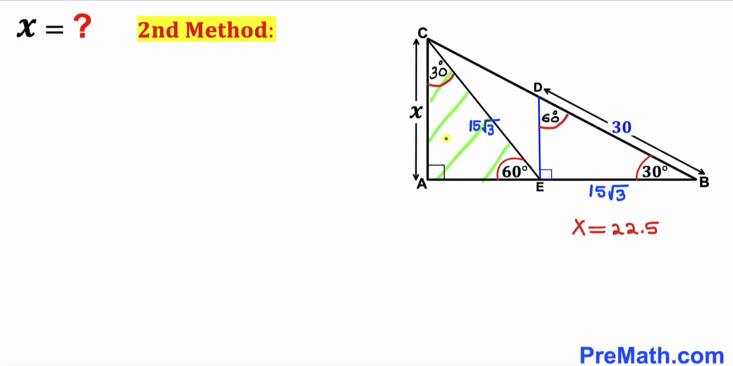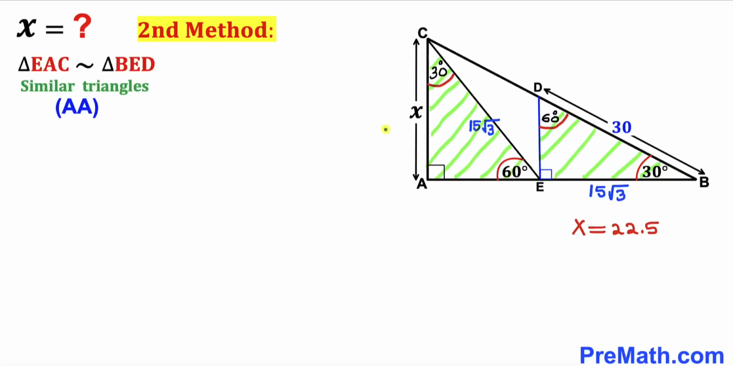Now let me show you the second method. In this right triangle EAC, this angle is going to be 30 degrees, since this angle is 60 and this angle is 90 degrees. Likewise in the other triangle BED, this angle has got to be 60 degrees, since this angle is 30 degrees and this angle is 90 degrees. So we conclude that these two right triangles EAC and BED are similar triangles according to the angle similarity theorem.